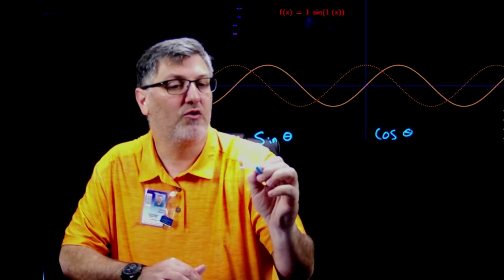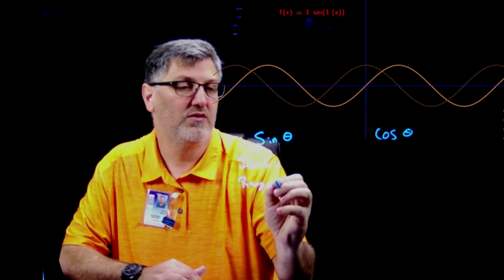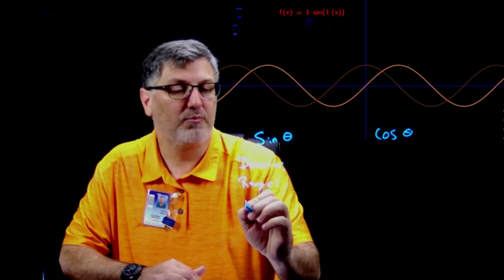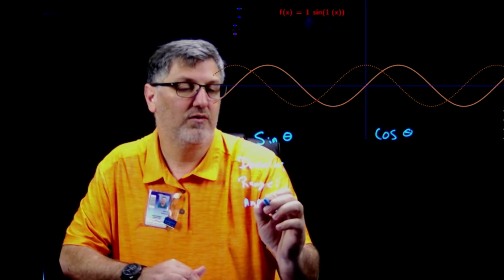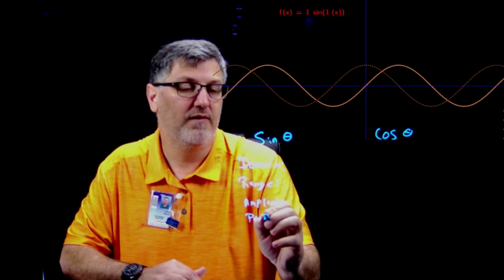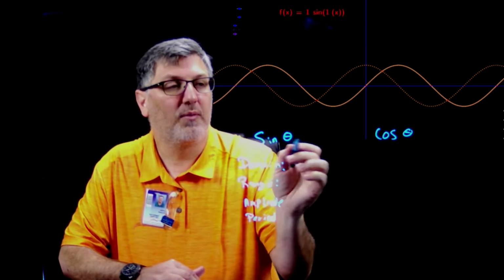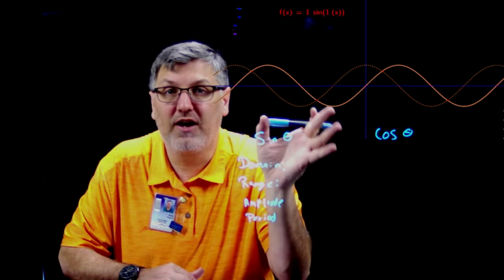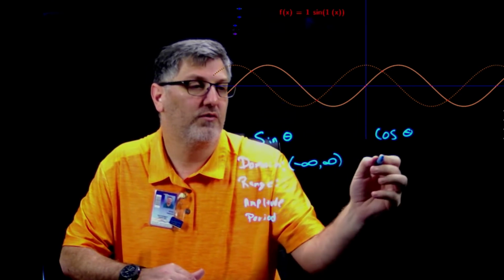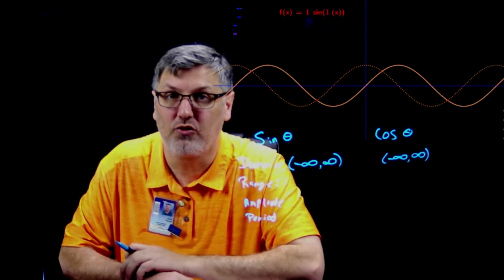And we're going to look at what's called the domain, the range, let's say the amplitude, how to find the amplitude, how to find the period. So let's talk about sine and cosine. The domain of sine and cosine, unless otherwise stated, is all real numbers. Unless otherwise stated, that's the key. Unless otherwise stated, it is all real numbers.